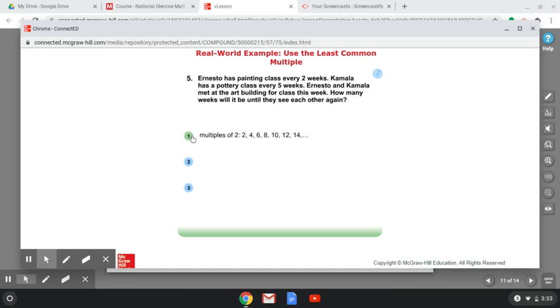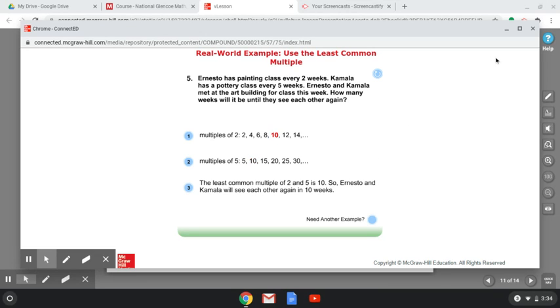So if you take a look at this, the multiples of 2 are going to be 2, 4, 6, 8, 10, 12, 14. The multiples of 5 are going to be 5, 10, 15, 20, 25. So what is the lowest number that they have in common? If you'll notice, the least common multiple here is going to be 10. So they're not going to meet for another 10 weeks.